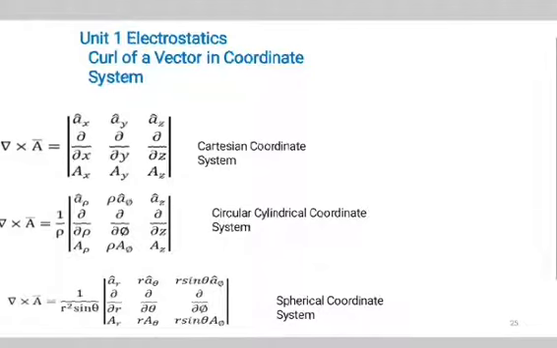in the circular cylindrical coordinate system, del cross A bar is equal to 1 by rho times the determinant with del by del rho, del by del phi, and the unit vectors. Here it is given, and similarly for the spherical coordinate system, outside the determinant there is 1 by r square sine theta.